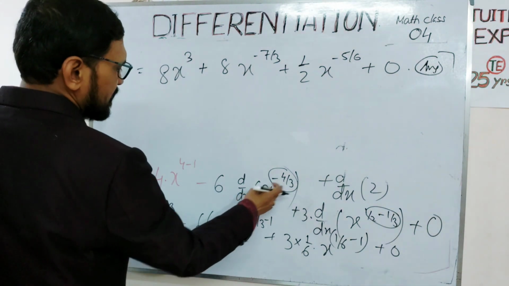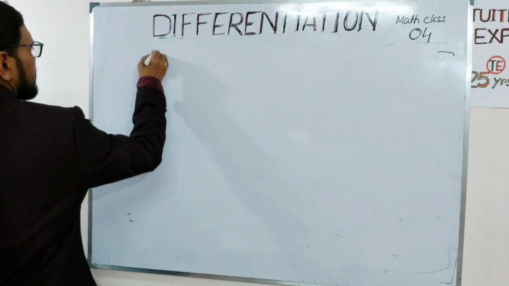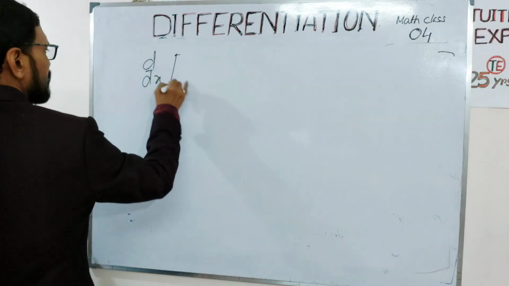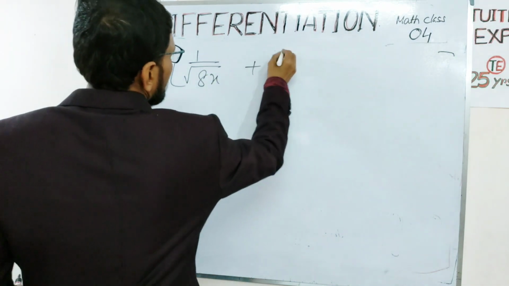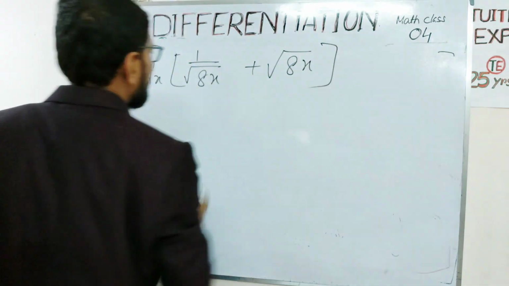So we have to write in the form of x to the power n. We have to find d by dx of 1 by root over 8x plus root over 8x. We have to find this.